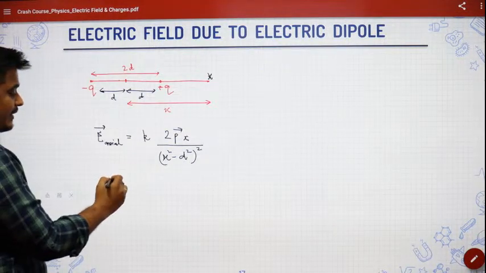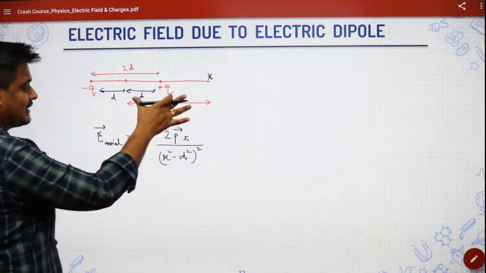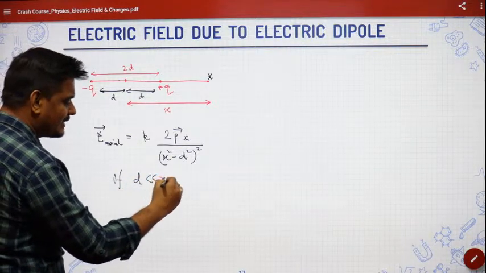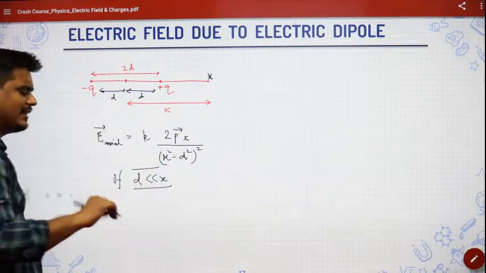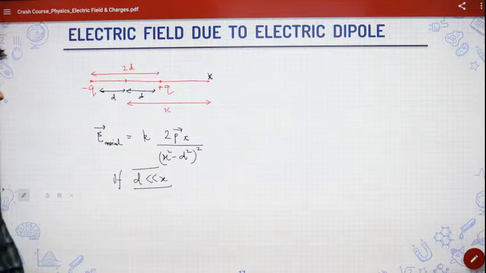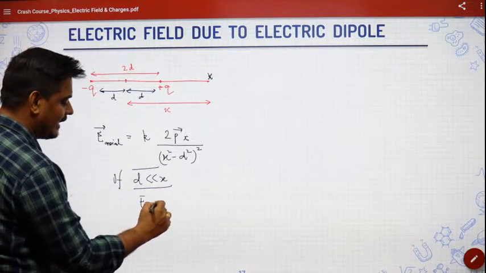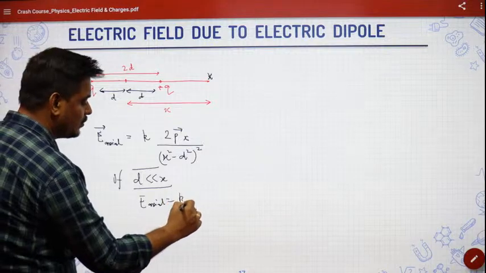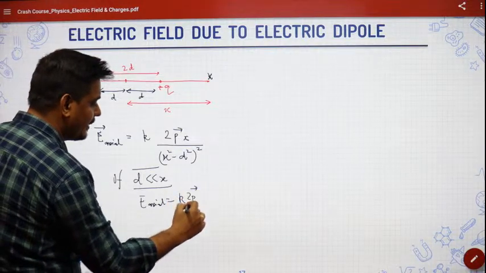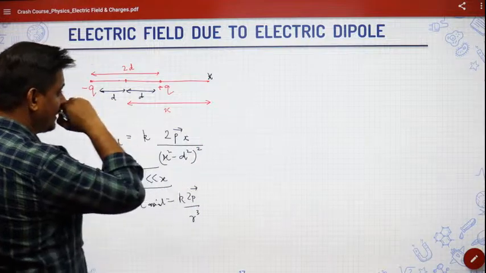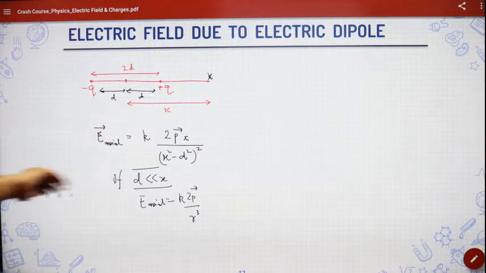One more thing, if this distance d is very small and it is so small that it is very less compared to x, then if you solve it, you will get the value of E axial as k into 2p by r cube. The direction should be the same as the direction of dipole moment.